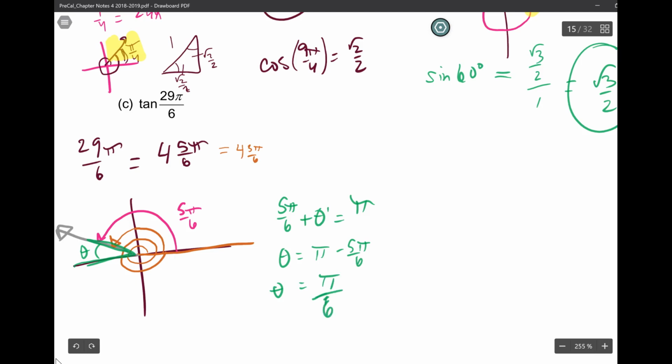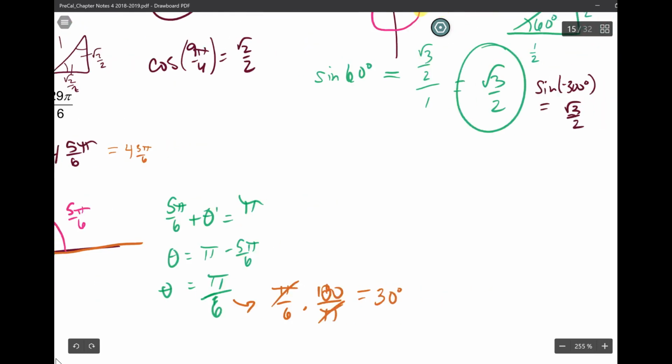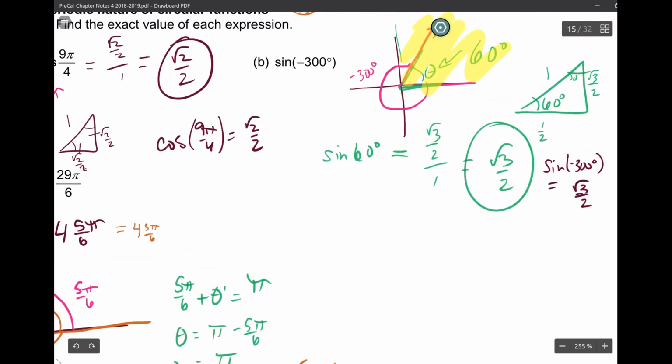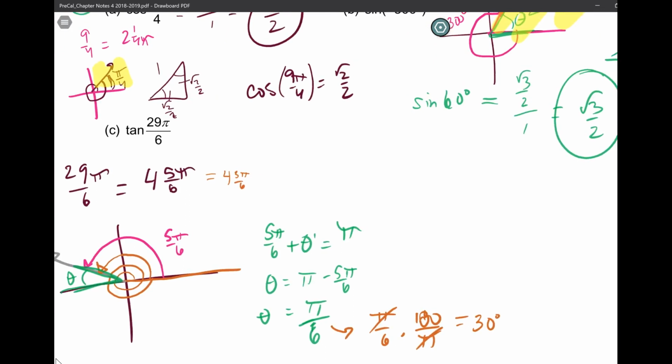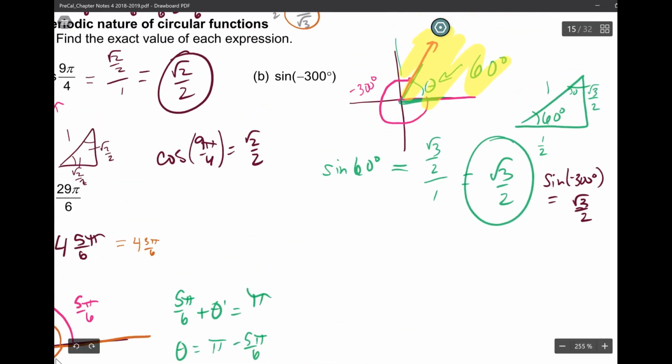So let's try to find tangent of pi over 6. Wait, pi over 6, let me convert that to degrees. Maybe we know this one. So pi over 6 multiplied by 180 over pi. Pi's cancel out. 180 divided by 6 is 30 degrees. Hey, I drew this up here. So I'm interested in tangent of 30 degrees. So here's my 30 degrees.